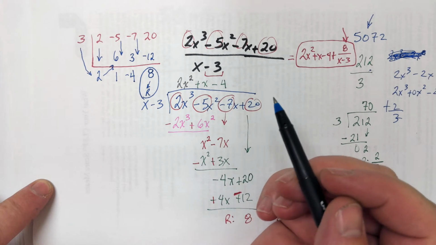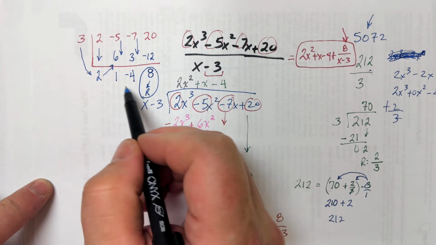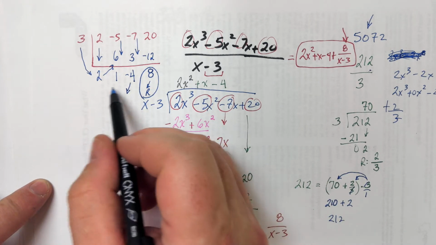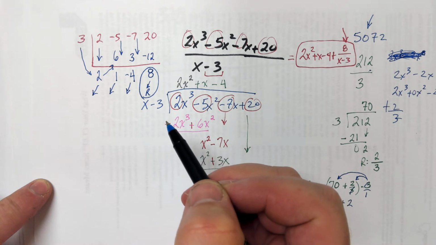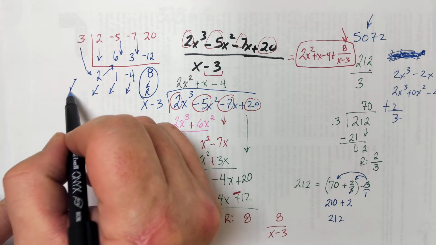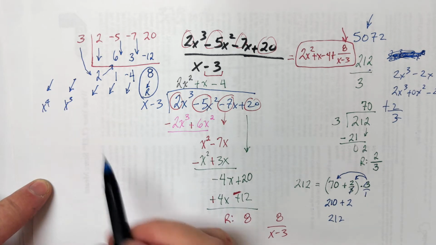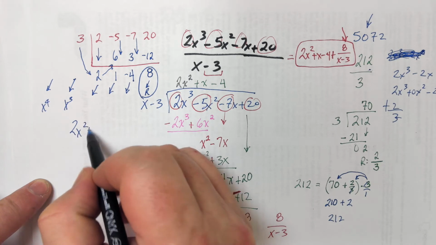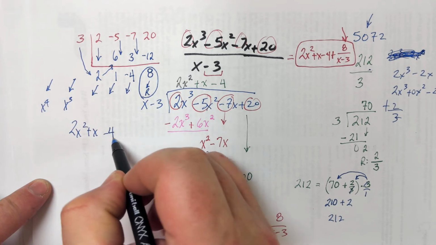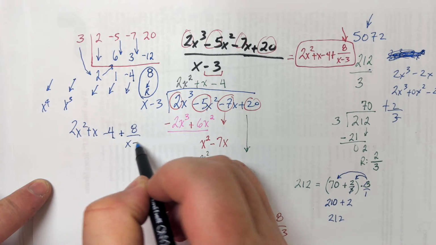Now check this out. This is the part that's the trickiest. You have to start writing your answer from right to left, because this is the constant term. This is x squared. And if there were more numbers, this one would be x cubed, the next one would be x to the fourth, and so on. So our answer is 2x squared plus 1x minus 4, and then plus a remainder of 8 over x minus 3.